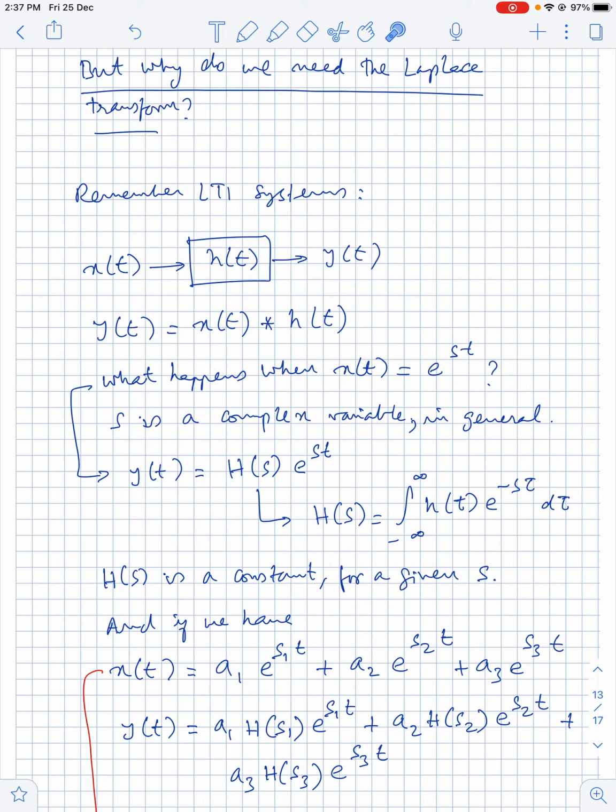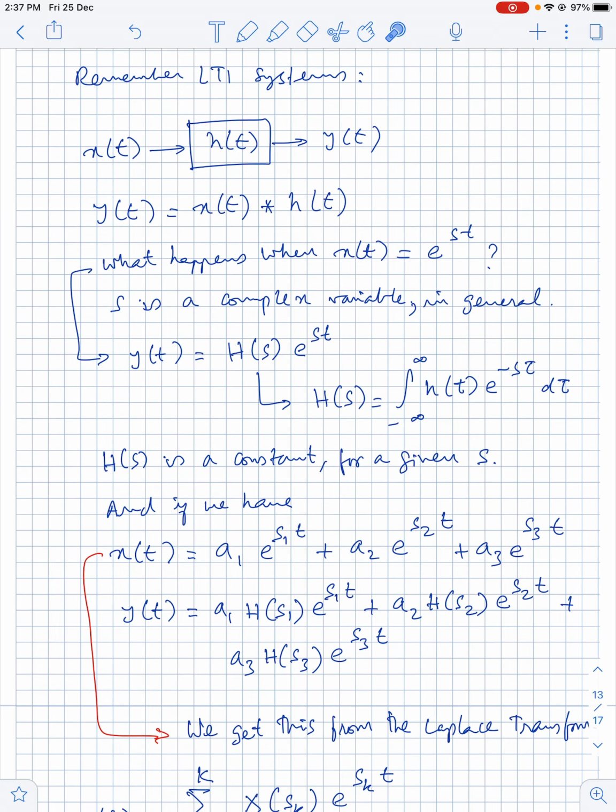So why is it like this? This is because we have seen earlier that complex exponentials are eigenfunctions of LTI systems. That means whenever you give a complex exponential to an LTI system, the output is the same complex exponential with a scaling factor. Fine, that is because of the eigenfunction property.